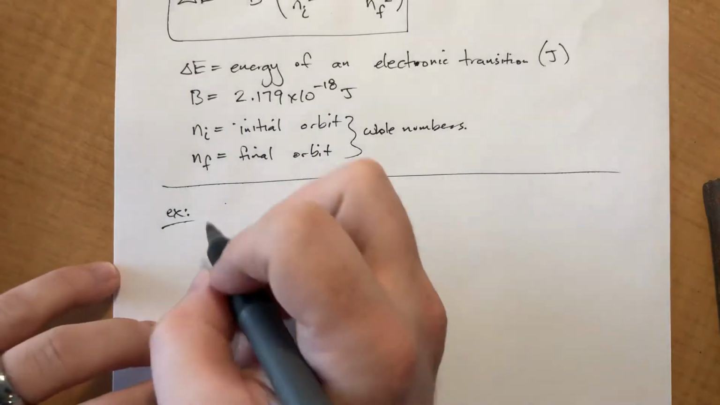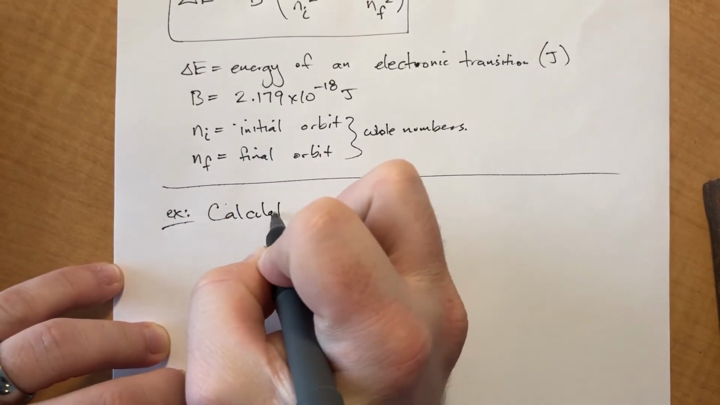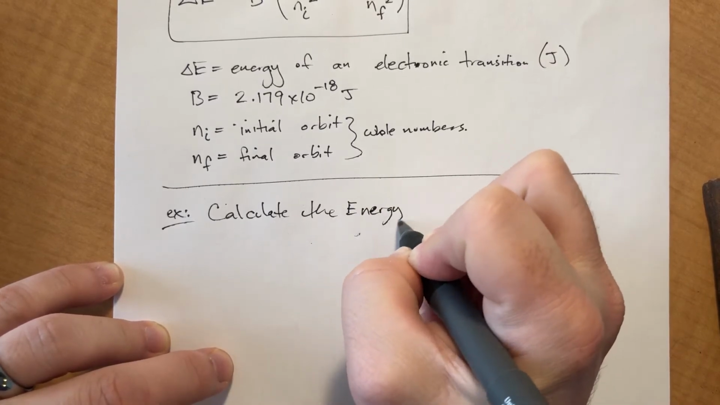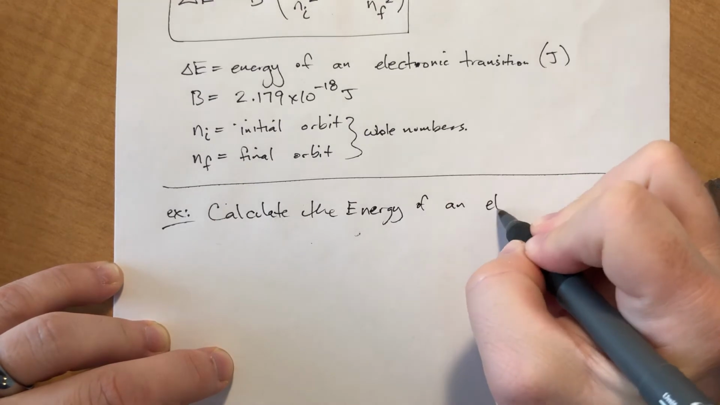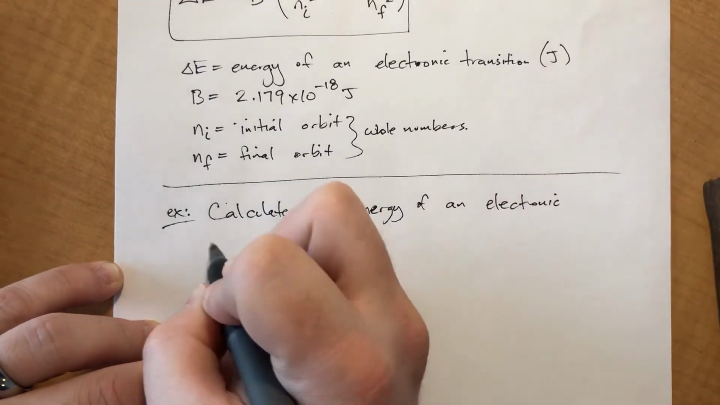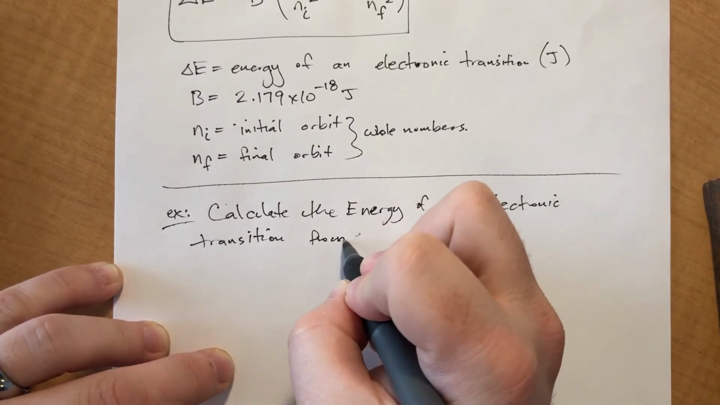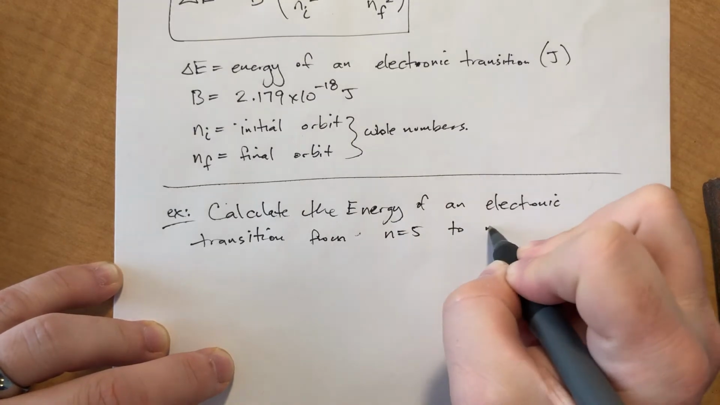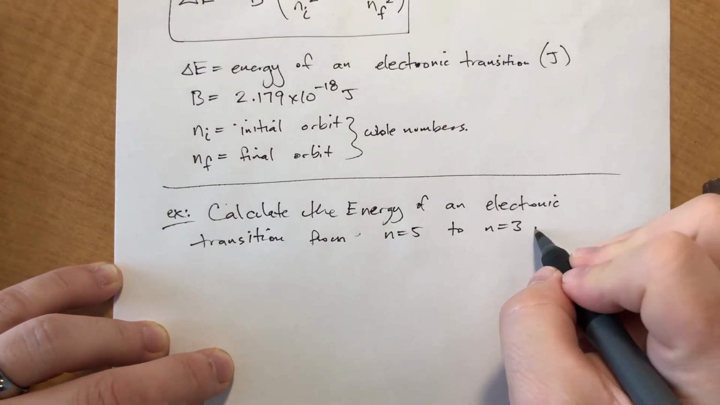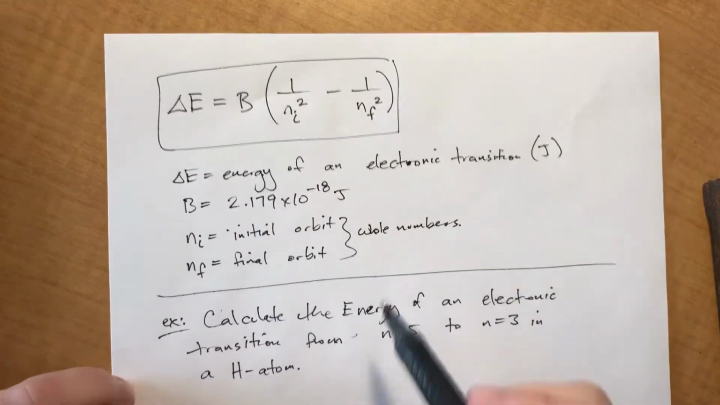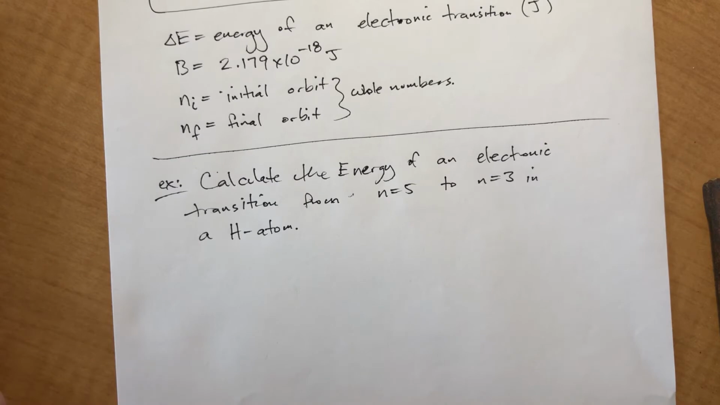So let's try an example. We want to calculate the energy of an electronic transition from n equals 5 to n equals 3 in a hydrogen atom. I will point out that all of this stuff that we've talked about only works with hydrogen, if you only have one electron. We're going to extrapolate and make some generalizations in the next part, but for right now, it only really applies to hydrogen.